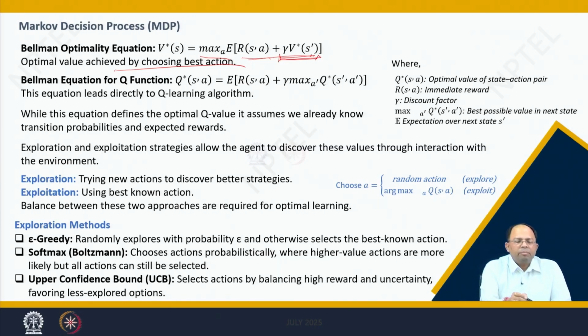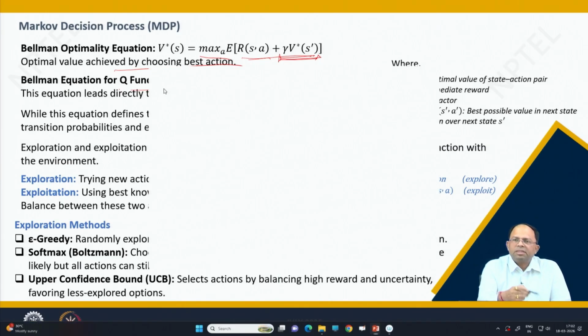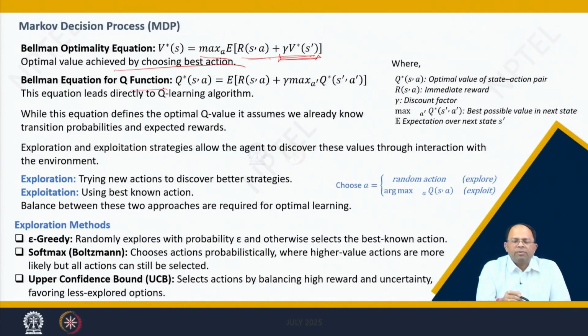And then the Bellman equation for the Q function, similar to the value function. Here we are using S dash. This is the one we are going to use finally. That is the expectation of the reward from S given A, and then also gamma times the maximum cumulative reward from the next state, that is the next state action pair. This is also given over here.